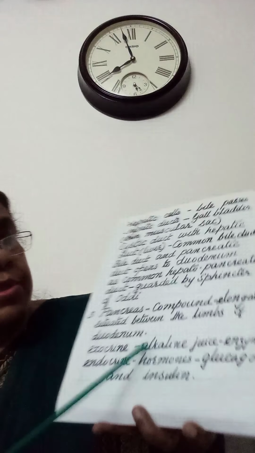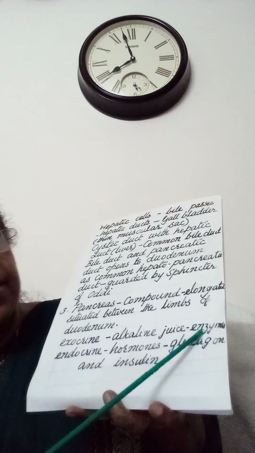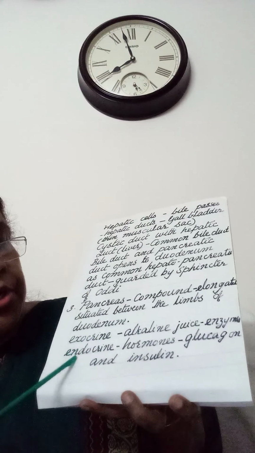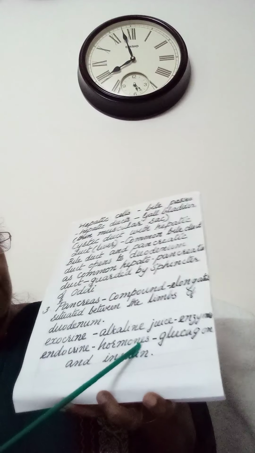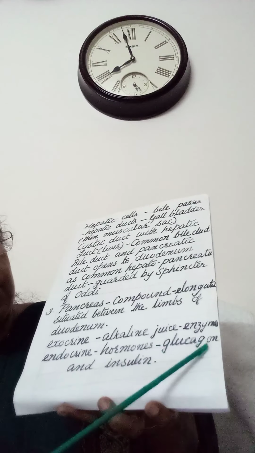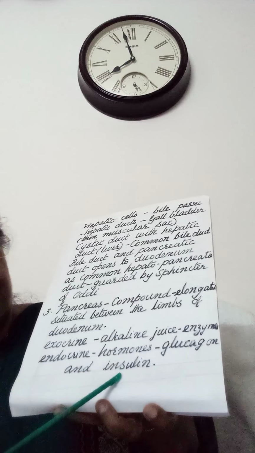The exocrine part secretes alkaline juice containing enzymes, whereas the endocrine part produces hormones. The hormones are glucagon and insulin. Insulin lowers the blood sugar level, whereas glucagon increases the blood sugar level. So these are the important digestive glands associated with the alimentary canal.